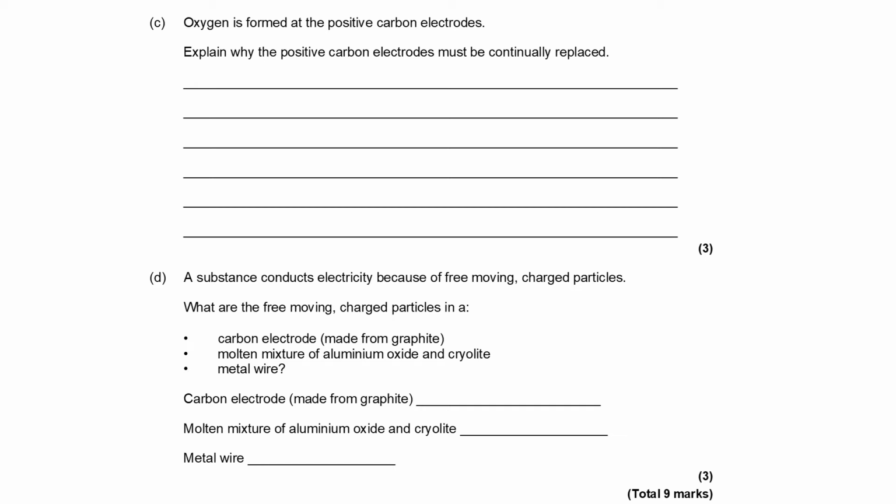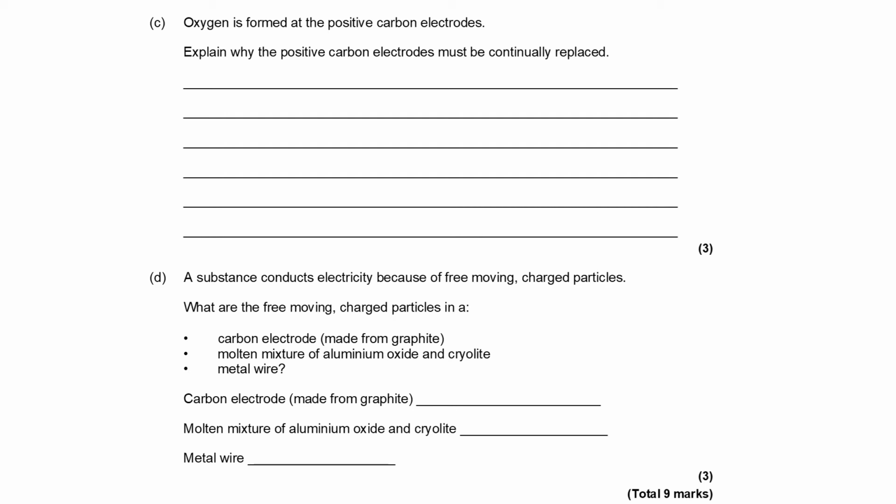Okay, moving on to question D. A substance conducts electricity because of free-moving charged particles. What are the free-moving charged particles in a carbon electrode made from graphite, a molten mixture of aluminium oxide and cryolite, and metal wire? So they're talking about 3 different types of materials that can conduct.